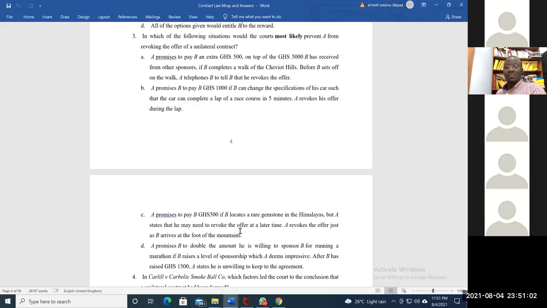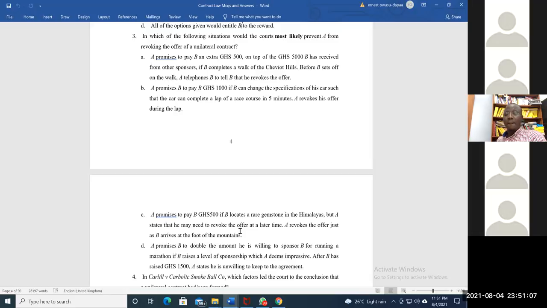But when you look at A, it says that A promises to pay B an extra 500 on top of 5,000 B has received from other sponsors if B completes a walk of the Cheviot Hills. Before B sets off on the walk, A telephones B to tell him that he has revoked the offer. Now, sir, here it is evident and clear that he has in no way started performance, and so the offer can be revoked. But with B, there's a dispute as to whether the offer can really be revoked because he has begun the first part of the requirement. So I still argue that A is the answer. Thank you very much, sir.